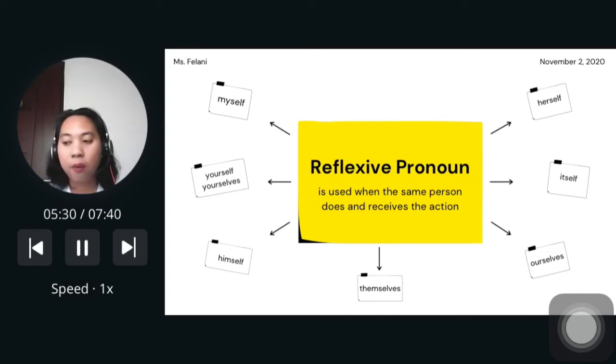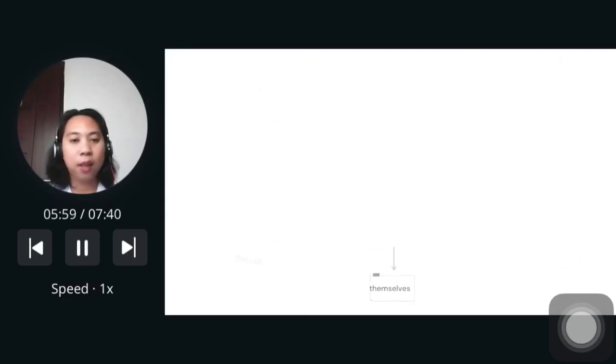So if the pronoun is about one person, singular, it ends with -self, okay? But if it's about more than one person, it ends in -selves. For example, yourselves, ourselves, themselves. Okay, so that's the difference. Now, please pay attention to the examples.